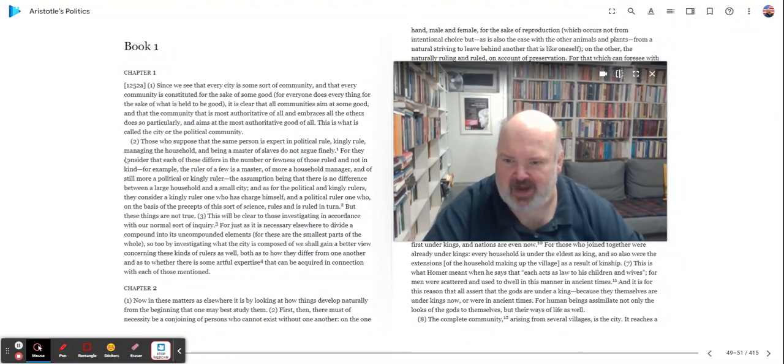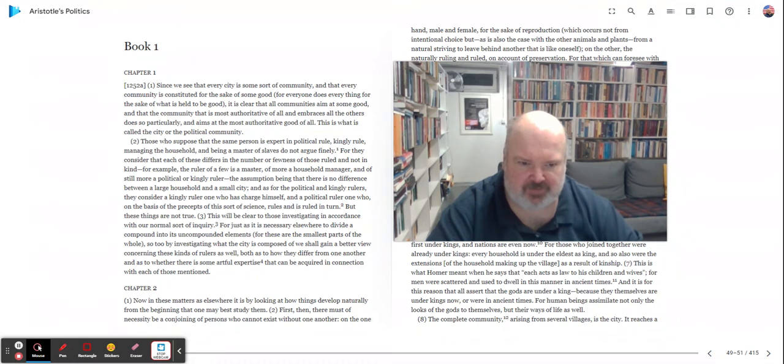Now, this seems to echo what Aristotle says here in chapter 1, section 2 of book one of the Politics: those who suppose that the same person being an expert in political rule, kingly rule, in managing a household and being a master of slaves do not argue beautifully or finely. Now, what he is saying is that if you believe that it's the same thing, being an expert in political rule, that's for politicos, right?